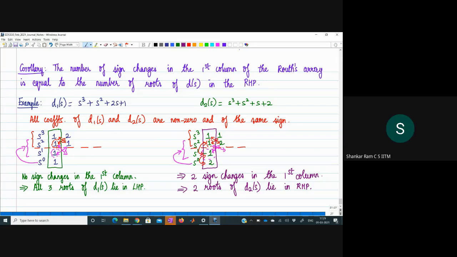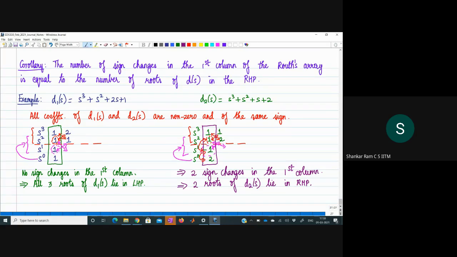Essentially, it depends on how you count a sign change, as the name indicates. From positive to negative is 1. From negative to positive is also 1. Please note that the necessary and sufficient condition is that all the elements in the first column should have the same sign. They can all be positive or they can all be negative. But if there is a sign change, that indicates a root in the right half of the complex plane, and the number of such sign changes will be the number of roots in the RHP.